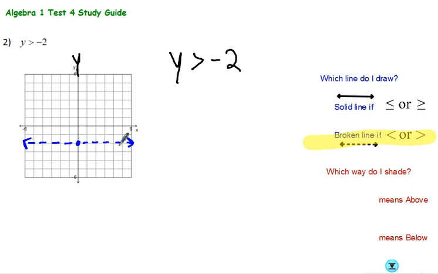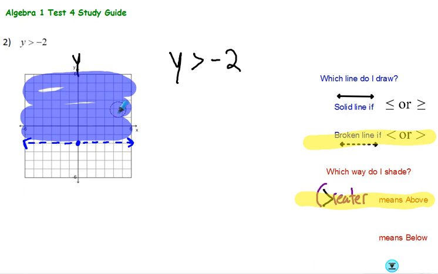Let's check out the symbol. The symbol says greater than, because again, remember that our greater than symbol looks like a G if we use our imagination, right? So that would be greater than, and greater than means above. So we're going to shade everything that's above. So again, we'll get our marker out, and we'll shade everything above.